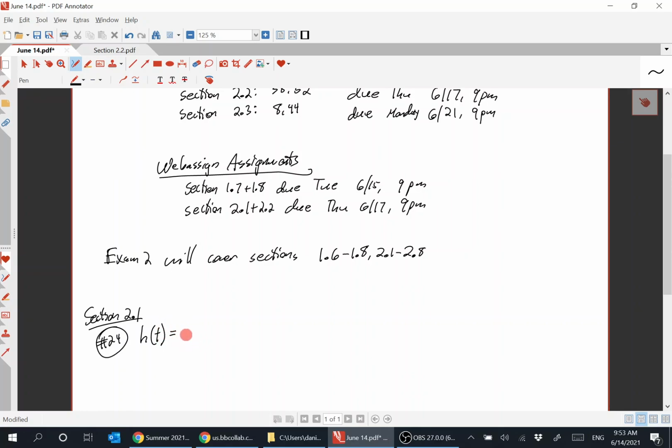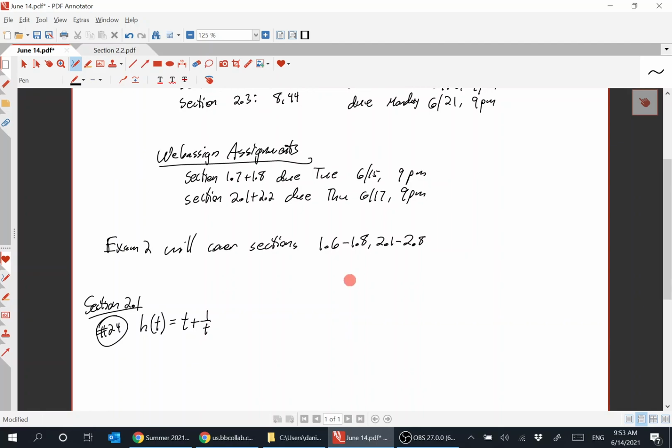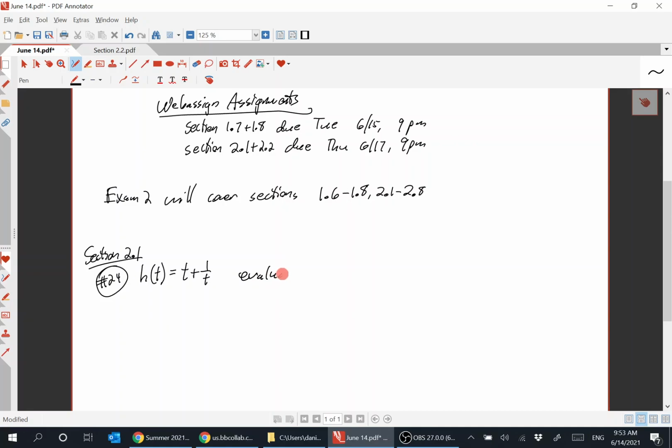is equal to t plus 1 over t. Remember we talked about defining functions algebraically using algebraic expressions, and this is a function defined as such. And it simply asks us to evaluate h of negative 1. So for h of negative 1, this is h of t. Replace t with negative 1. And what do you get? Minus 1 plus 1 over minus 1. 1 over minus 1 is just minus 1 again, so you get minus 2.